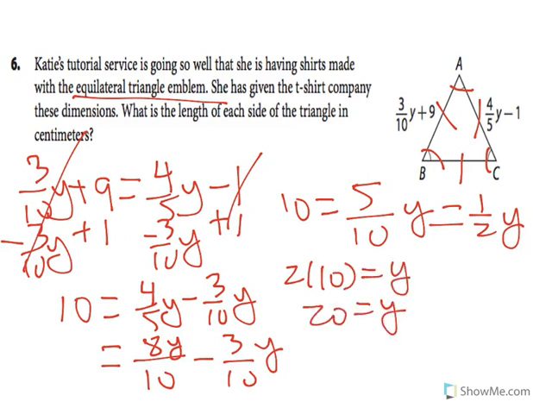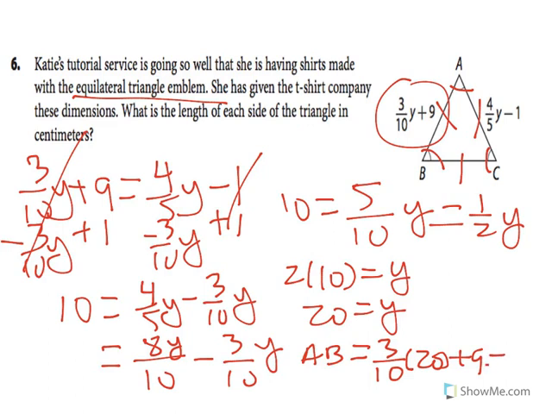But we're not solving for y, we're solving for the length. Right, so then AB would equal 3/10 times 20 plus 9. So 20 over 10 is 2, so 6 plus 9 gives us 15. Okay, so each of the sides is 15 centimeters.